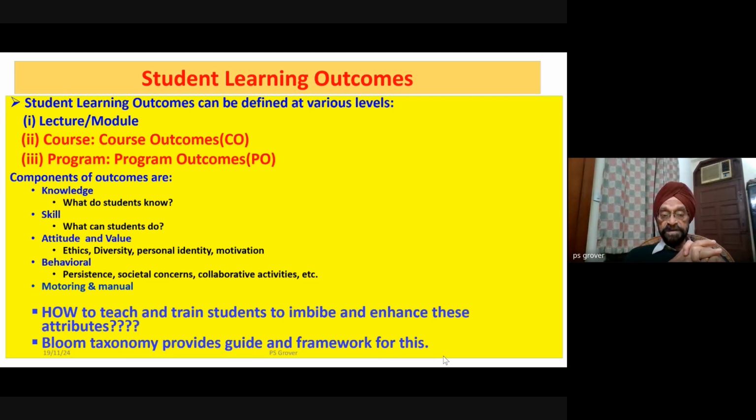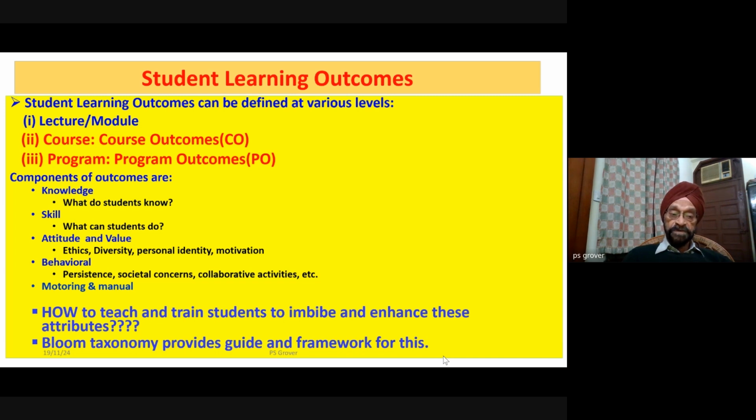What kind of motivation does he have? What kind of personality development has he carried out? So behavior, what kind of his behavior is in the society, what kind of societal concerns, collaborative activities, persistence, and motor and manual skills. Now please appreciate outcome is not the same as output. The basis of the outcome-based education model is the student outcome, which signifies, please remember these four components: knowledge, skill, attitude, and behavior.